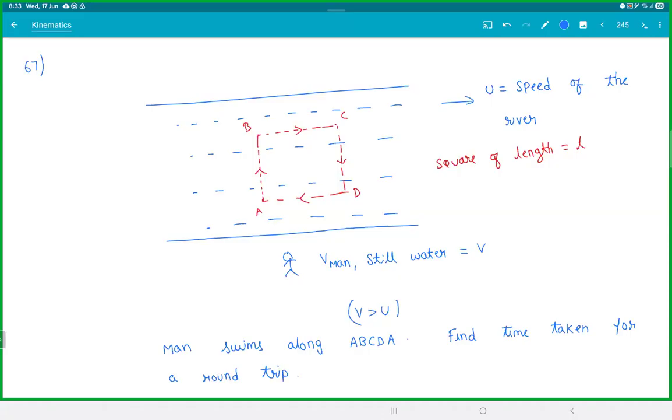So the person who's standing outside the lake, when you look at him, you can see this guy is just going in a square. His speed is v, which is greater than u. The river is going with u horizontally. This is a top view. Find the time taken for him to complete one round trip. Hope the question was clear.